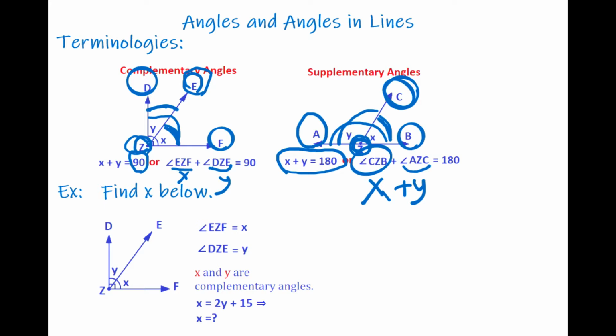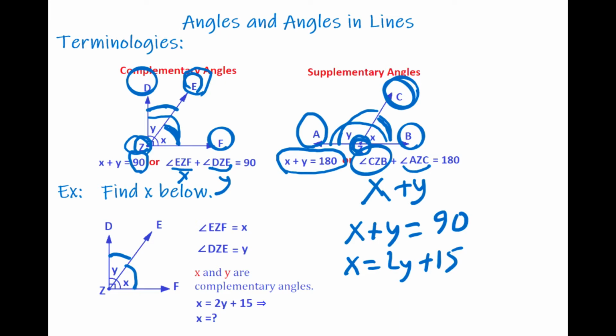And let's take a look at our first question. And it says, if EZF angle is X and DZE angle is Y, actually we can already see them here. This is Y and this is X, okay? X and Y are complementary angles. That means we are already given that X plus Y is equal to 90 degree, guys. And there is another relation given to us as X is equal to 2Y plus 15. And in this case, what is the value of X?